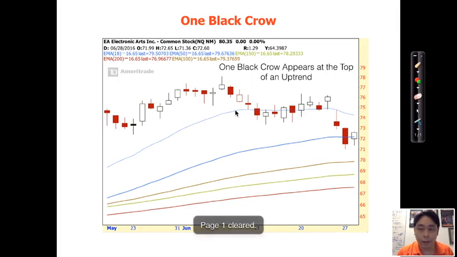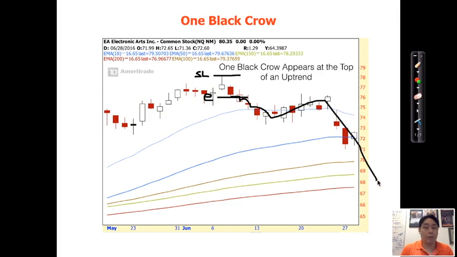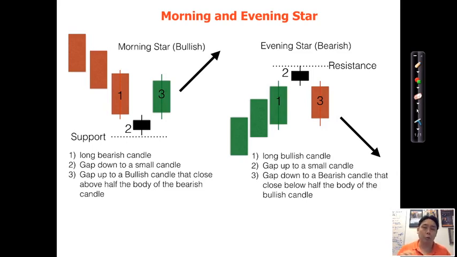Sell order over here. Stop loss over there. Okay. Entry over here. Stop loss over here. The next day, it hits our entry and we are in the trade on the way down. So notice this is a counter trend trade. We are selling against the uptrend because we think it's overbought, it's going to retrace down, and we see a one black crow pattern.